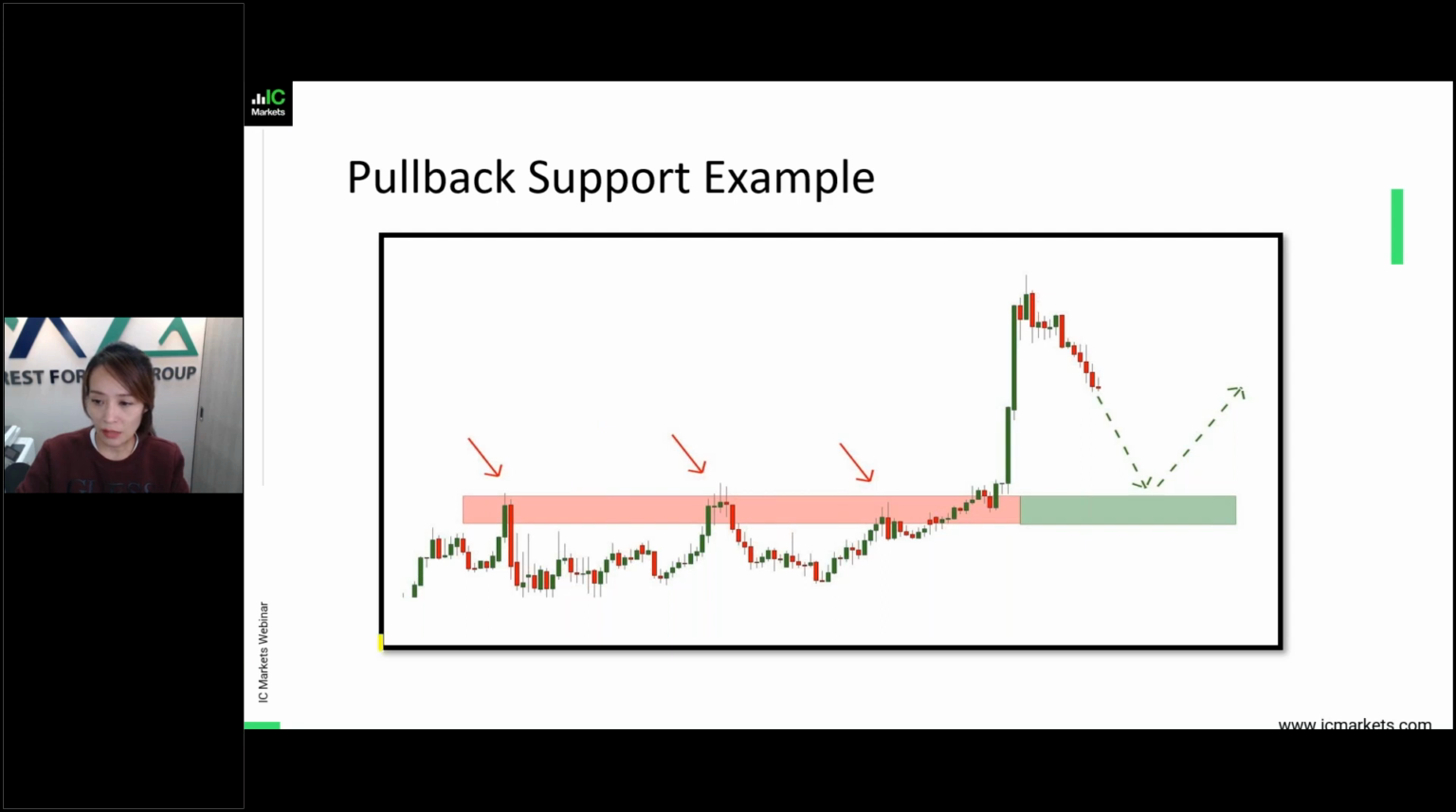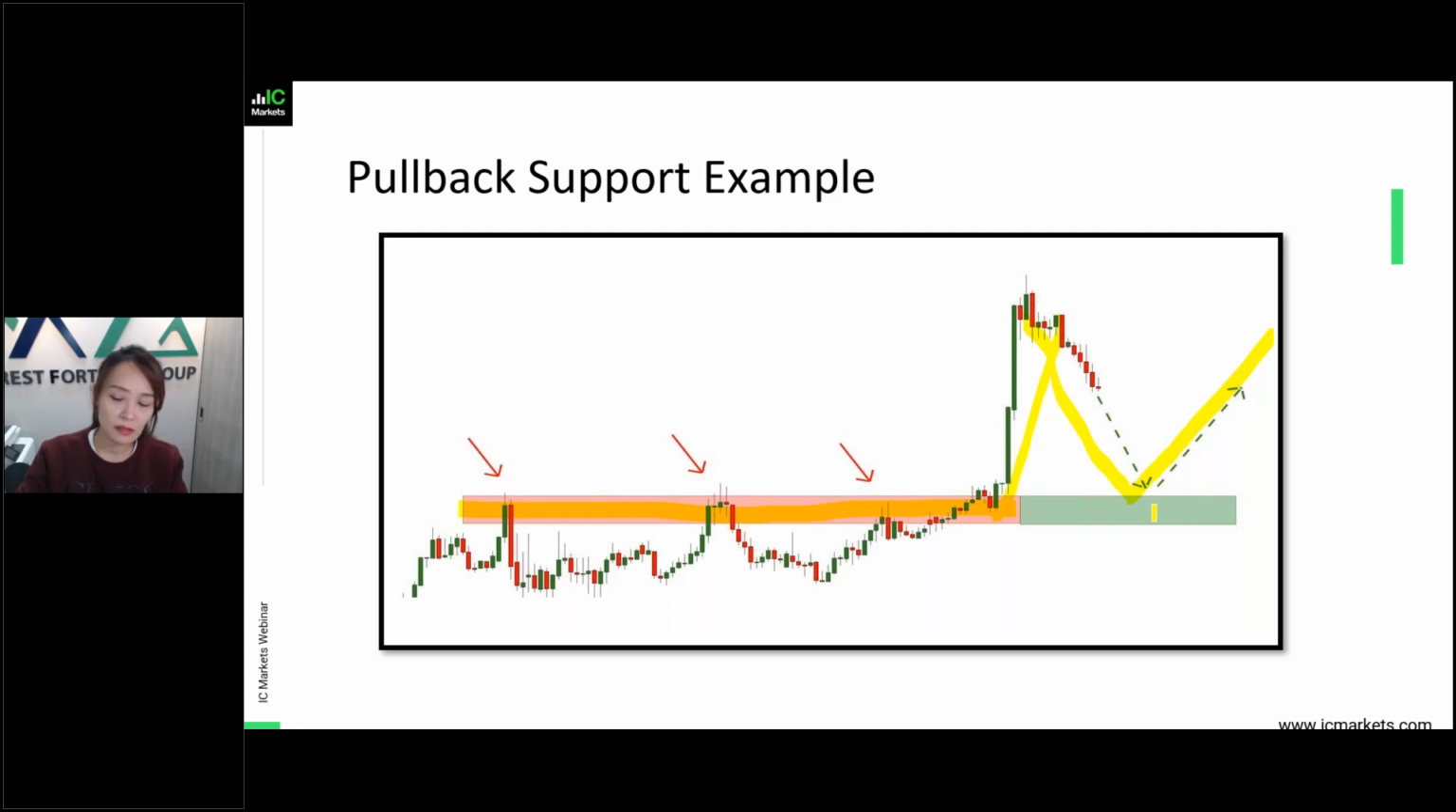Okay, so now let's look at the example of pullback support. Basically this one used to be a resistance area. Price breaks above, and definitely you need to wait for price to pull back here, and then you buy. So this is called a pullback support level. From resistance, it becomes support.